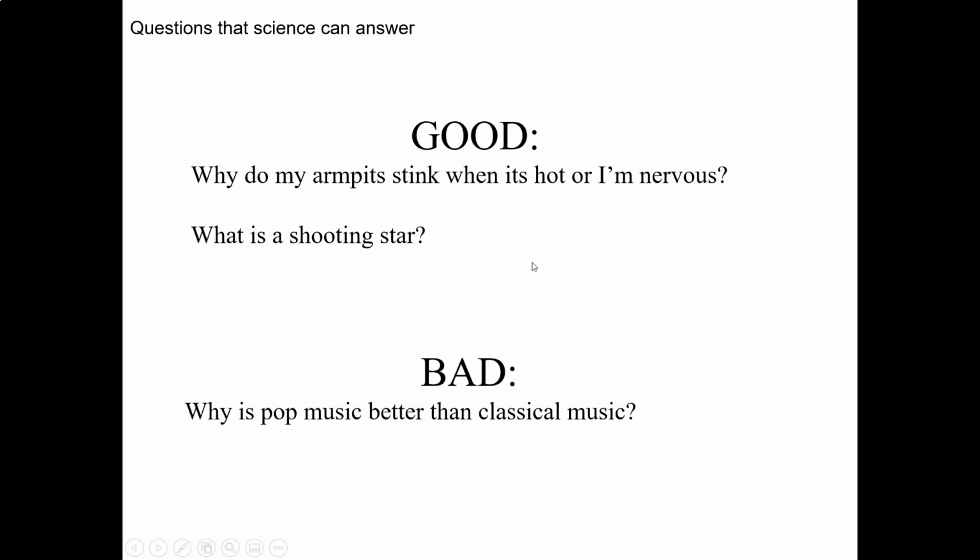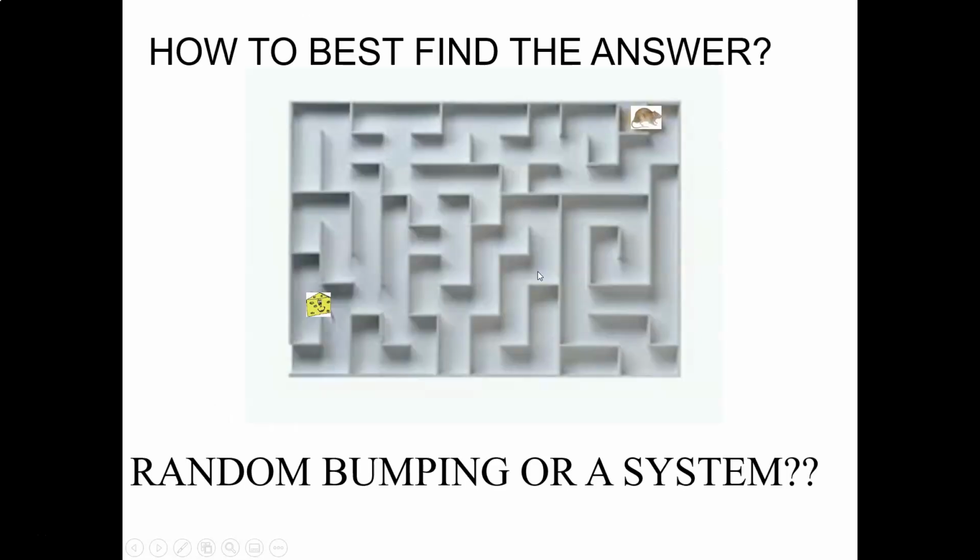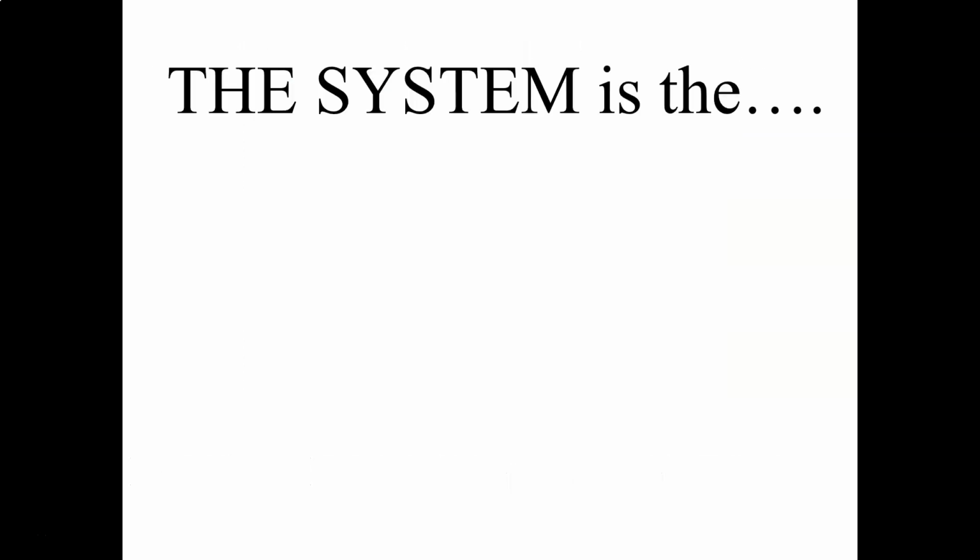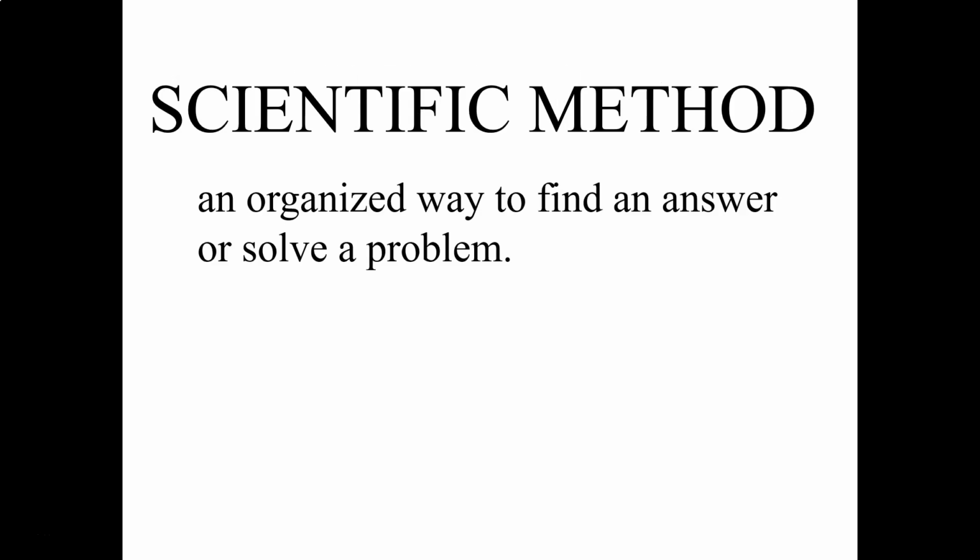A bad scientific question, or a non-scientific question, would be, why is pop music better than classical music? Science can't answer that question because that is a matter of opinion, right? Okay, so how to go about finding these answers? Rather than just bumping into walls, we want to follow a system. And the system that scientists use to answer questions is the scientific method.